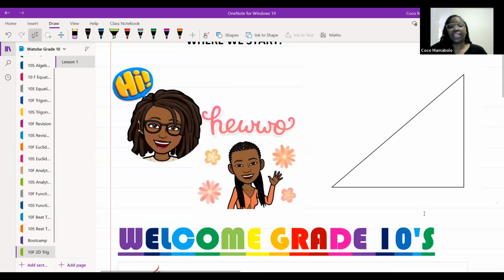To actually start over here. This is where we're going to start, because this is actually 2D trigonometry. The only thing I'm going to give you guys is this right-angled triangle. And from this, where do our brains immediately go when we see a right-angled triangle?